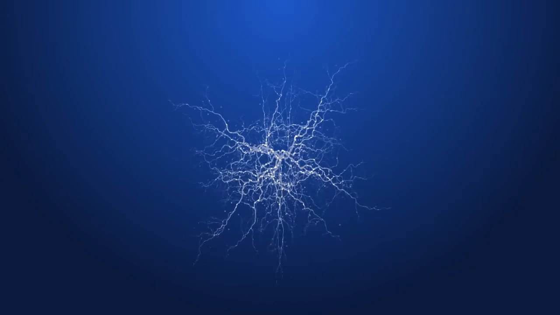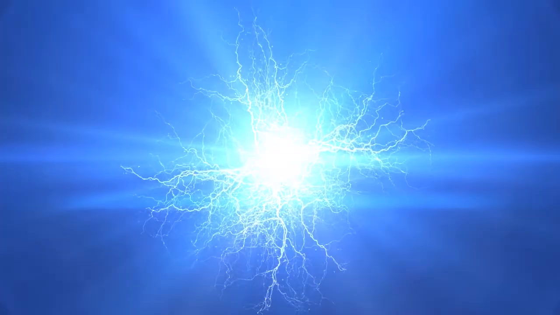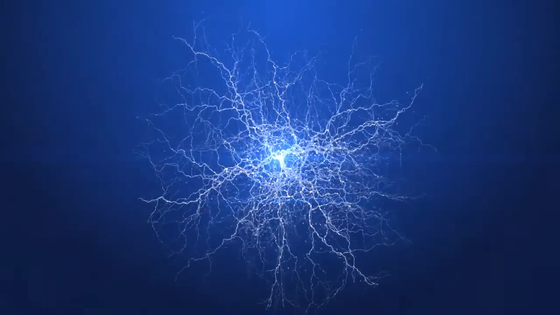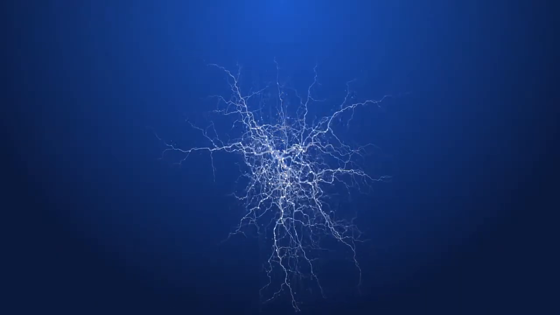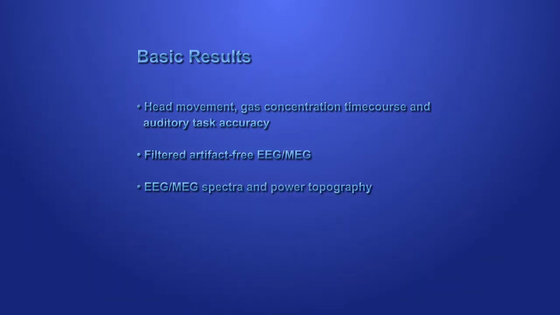This video has been primarily prepared to illustrate the methods involved in delivering gaseous anesthesia while recording simultaneous EEG and MEG data. Therefore, only very basic data analysis and representative results are presented to give the viewer a clear idea of what the recorded data should look like. The basic results illustrate examples of head movement, gas concentration time course and auditory task accuracy, filtered, artifact-free EEG and MEG data, EEG and MEG spectra and power topography, and auditory evoked responses for both baseline and during gas administration.